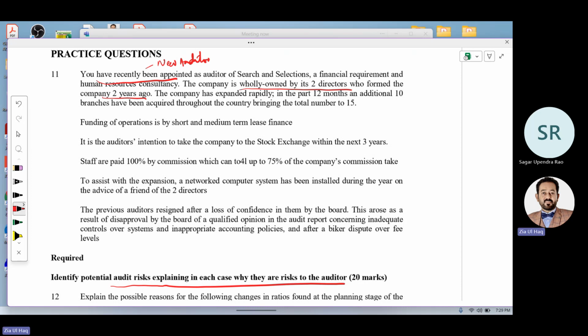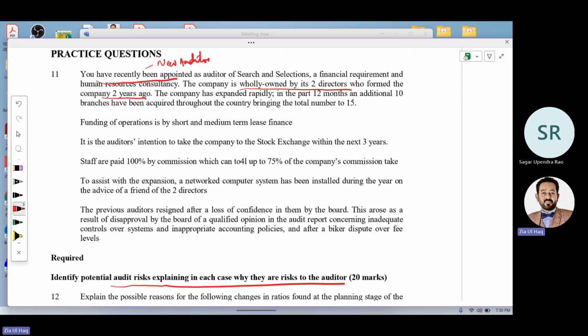Inherent risk. How will we write it? The company is newly formed. So there are chances of going concern issues which may not be disclosed properly in the financial statements. Per IAS 1, if you mention the standard number, the examiner might give you a distinction. So how many have we found? One detection risk, one control risk, and one inherent risk. We are learning.